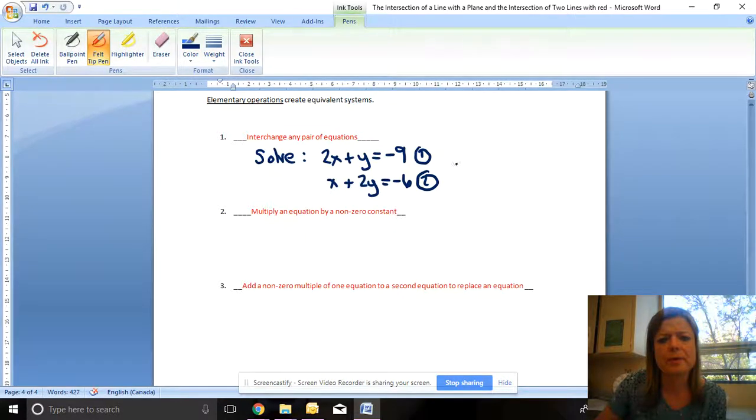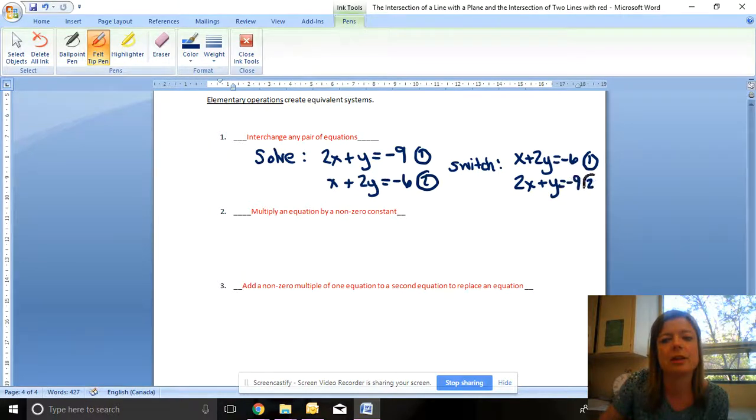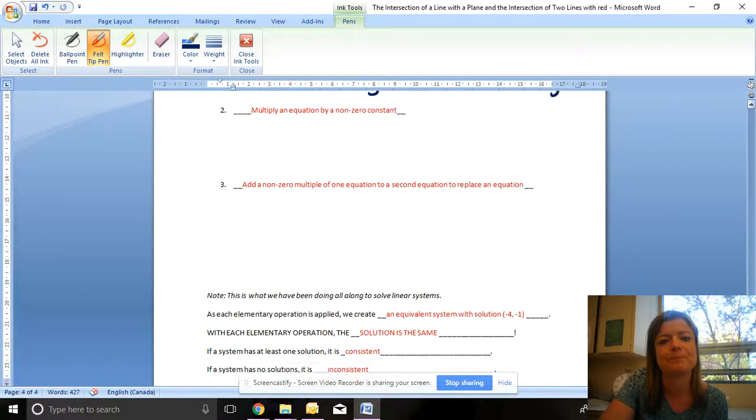One elementary operation is to honestly just switch the 2 equations. So x plus 2y equals -6, and now I'm going to call that equation 1, and 2x plus y equals -9, and I'm calling that equation 2. Call me crazy, but that's still an equivalent system. The solution is still the same.